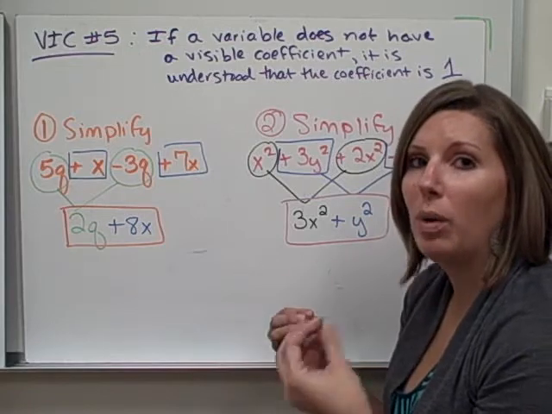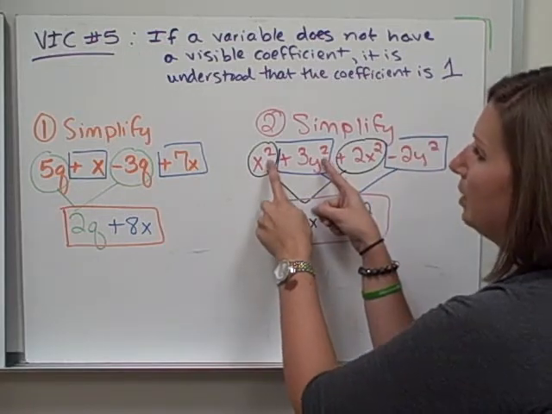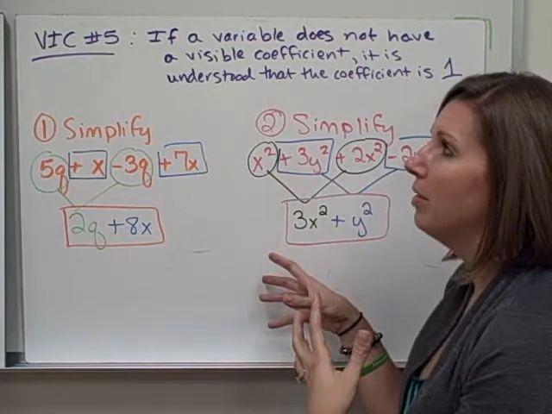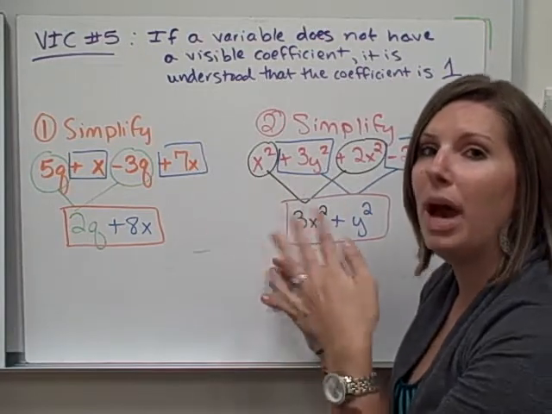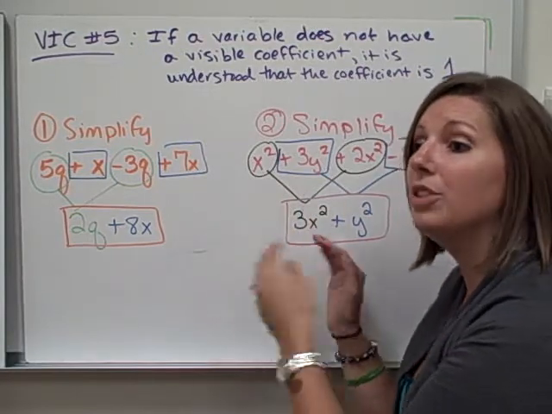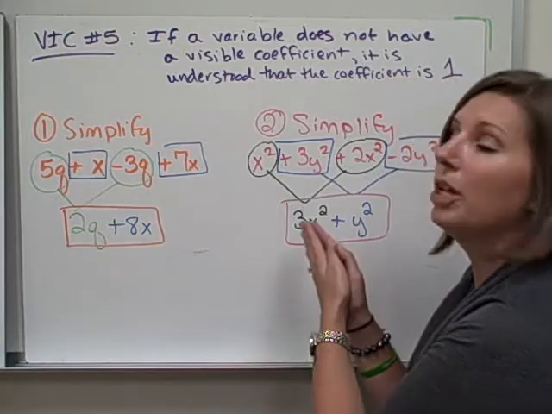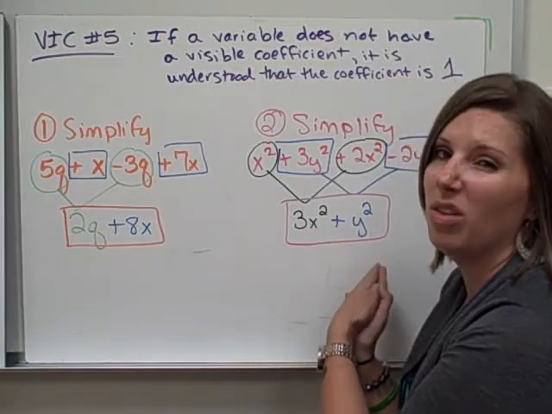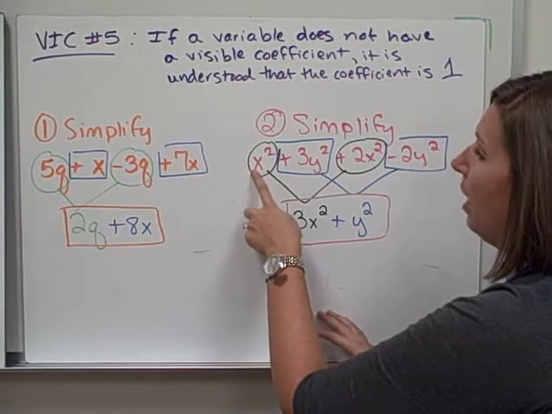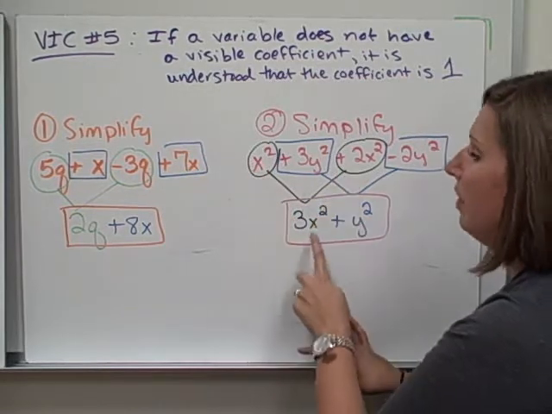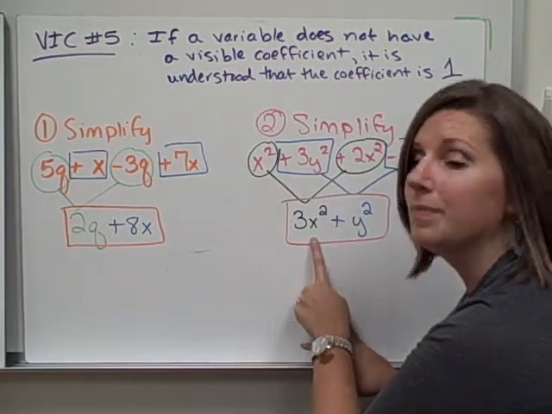X comes before y. They both are being squared, so I really don't have to worry about the power and the exponent at this point in terms of order. I know I'm going to put my x's in front of the y's. So I've got 1x squared plus 2x squareds. That leaves me with 3x squareds.